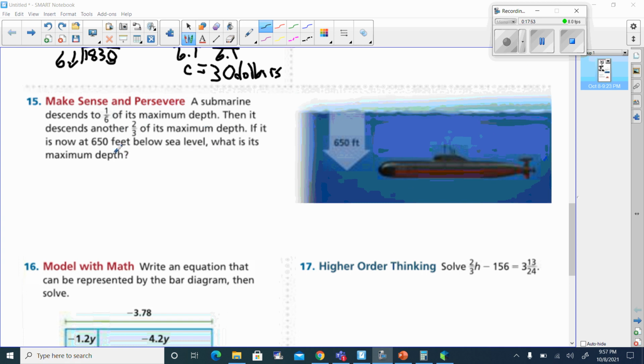So since we're trying to find the depth here, our variable, we're going to make it D. So I got 1/6 of whatever D is. So that's 1/6 D, right? And then, see, I've got 2/3 D. Right? And let's see, when I add them together, they have to equal 650.